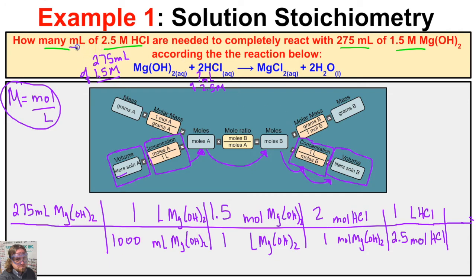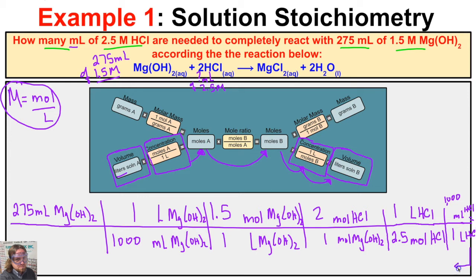The question here is asking to figure out milliliters. So we want to cancel out liters of HCl. We want to convert this to milliliters of HCl. And so 1 liter is 1,000 milliliters. And so that's how we're going to set this problem up. And so now we take 275 divided by 1,000 times 1.5 times 2 divided by 2.5 times 1,000. And we're going to end up with 330 milliliters.